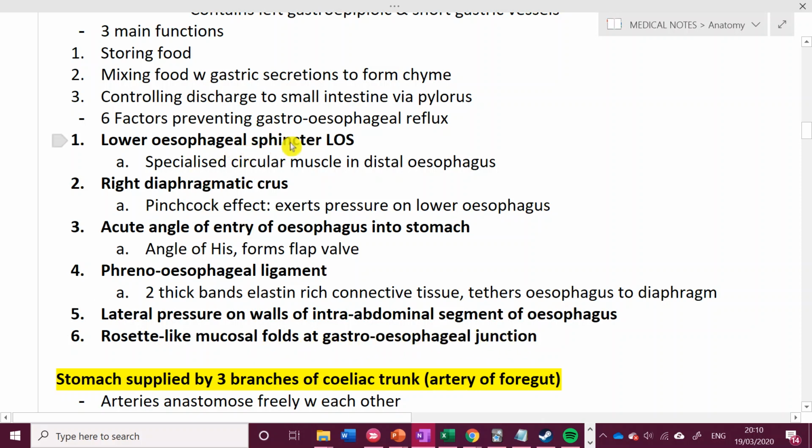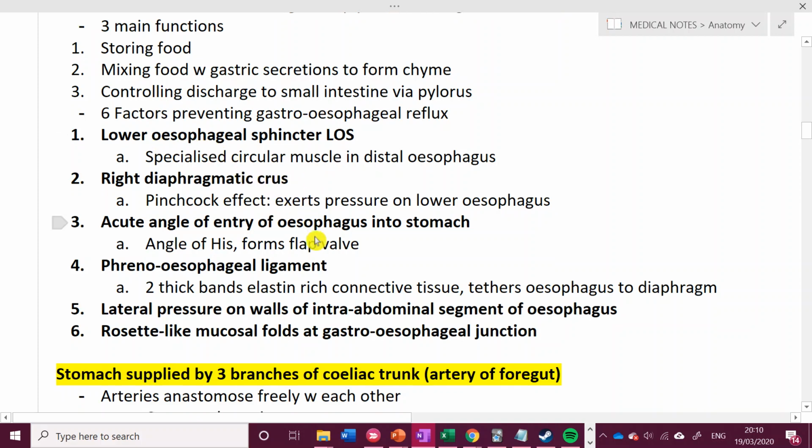So the lower esophageal sphincter is a specialized circular muscle. It's not voluntarily controlled, it's controlled automatically in the distal esophagus, and that can be subject to the negative feedback mechanisms. The right diaphragmatic crus is attached to the lower esophageal sphincter at T10, and this creates a pinchcock effect, and it exerts pressure on the lower esophagus. So if the abdominal pressure increases, then the diaphragm goes up, and then that squashes the crus, so it closes this sphincter.